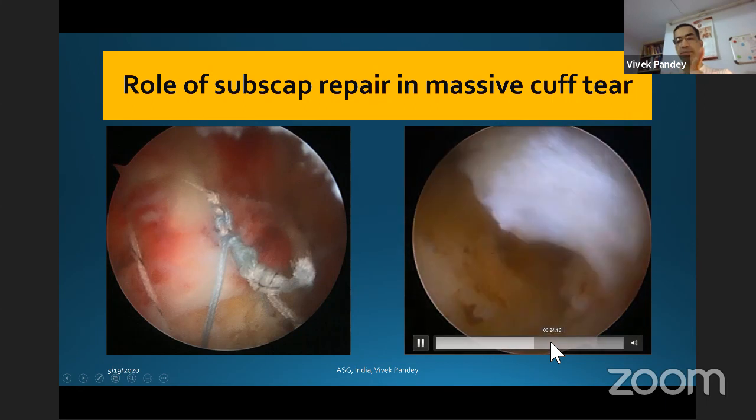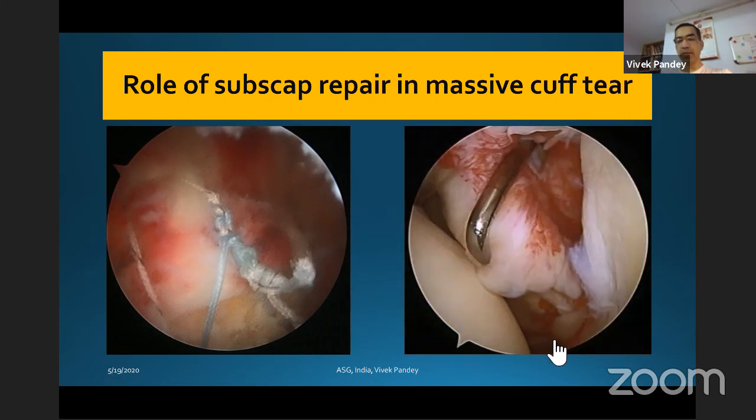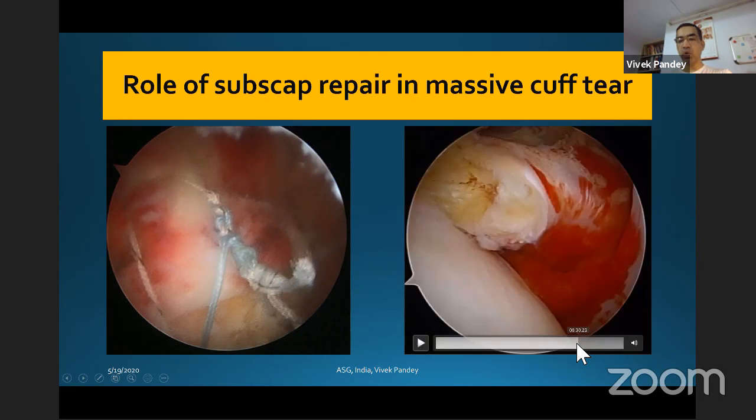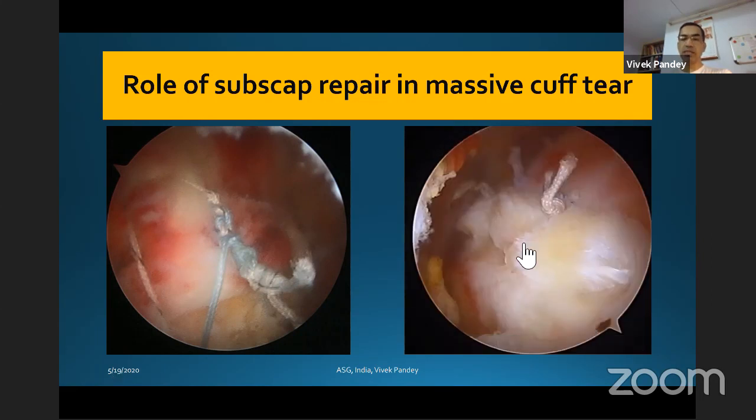So you always repair the subscap first, and then go ahead and repair the rest. This is the subscap repaired in the same patient. And this is a single row repair of the supraspinatus and infraspinatus.